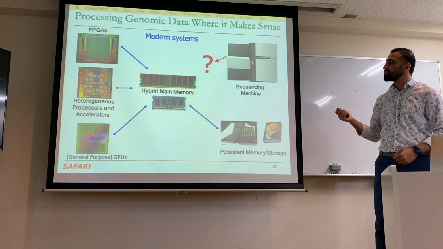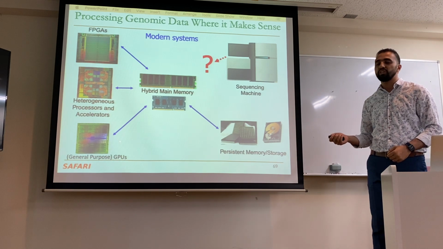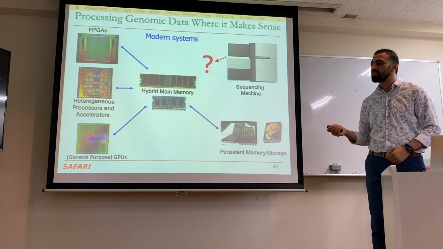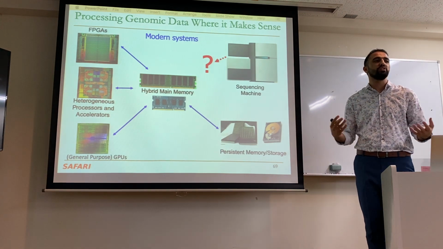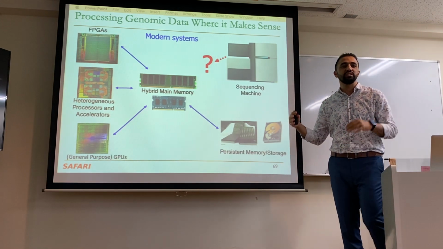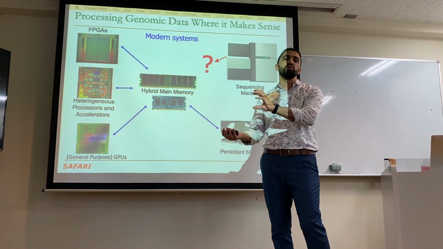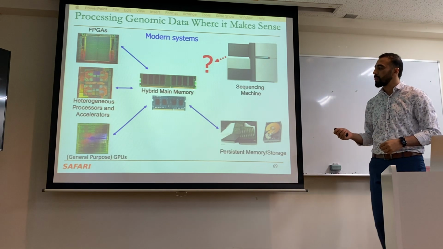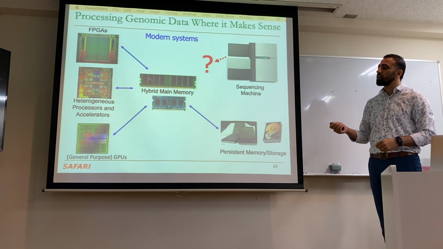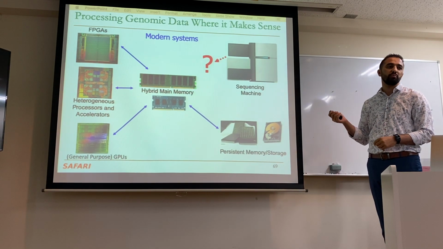So if we could process these data directly on the GPU or the FPGA, these are different computing architectures. You don't need to know the architecture of these, but just think about them as different types of CPUs, for example. But they are extremely fast. And we could also process all of these things inside the sequencing machine.